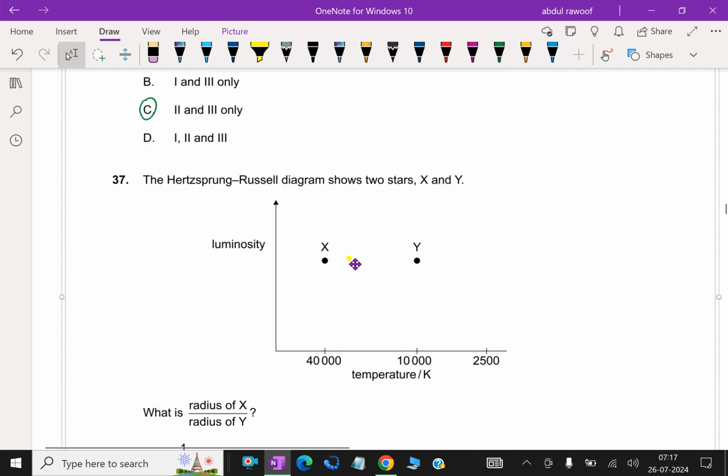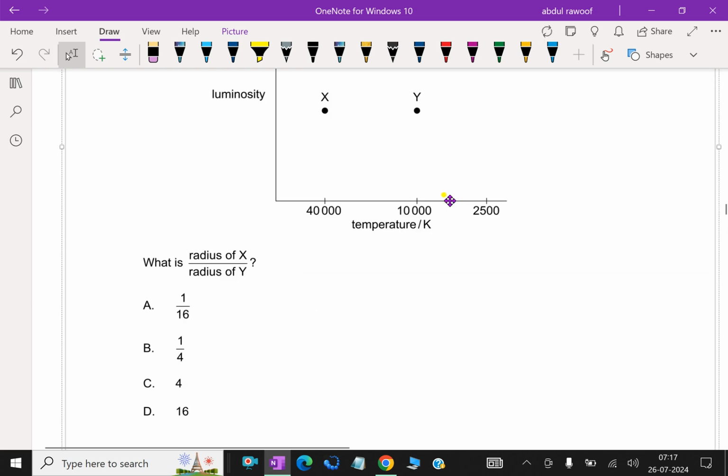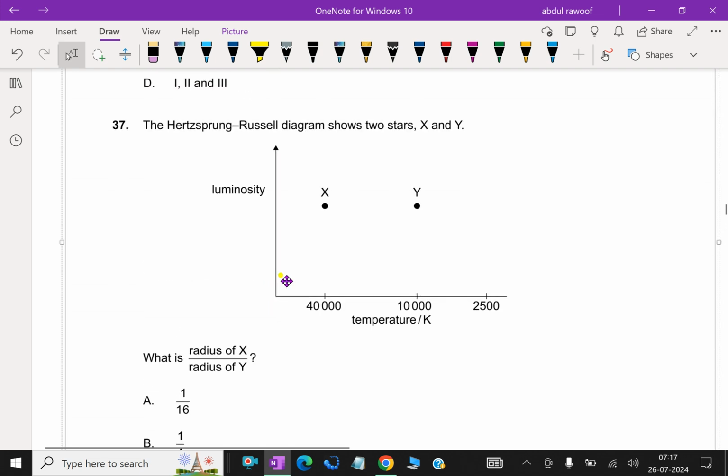Next, a Hertzsprung-Russell diagram shows the two stars X and Y. Here these are the temperatures in Kelvin, 40,000 and 10,000 and 2,500. Now what is the radius of X over Y? Radius of X over Y.